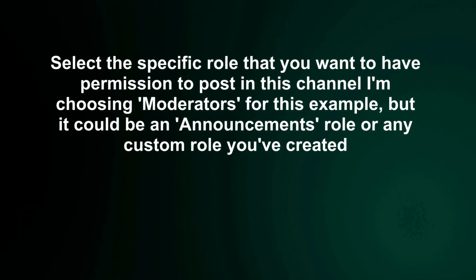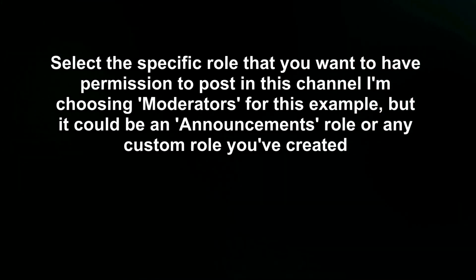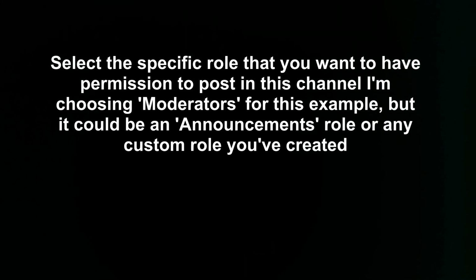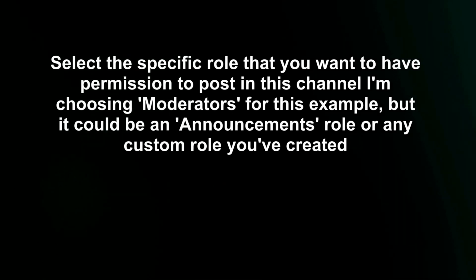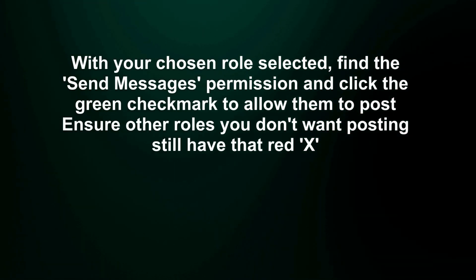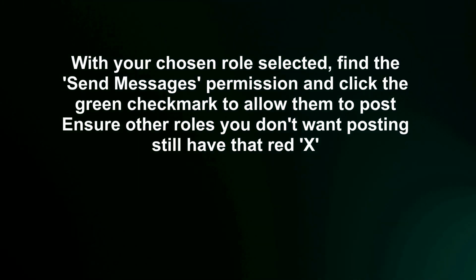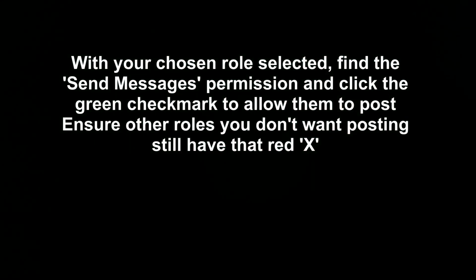Select the specific role that you want to have permission to post in this channel. I'm choosing Moderators for this example, but it could be an Announcements role or any custom role you've created. With your chosen role selected, find the Send Messages permission and click the green check mark to allow them to post. Ensure other roles you don't want posting still have that red X.